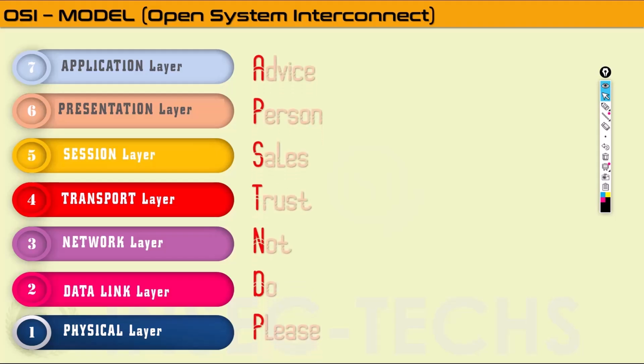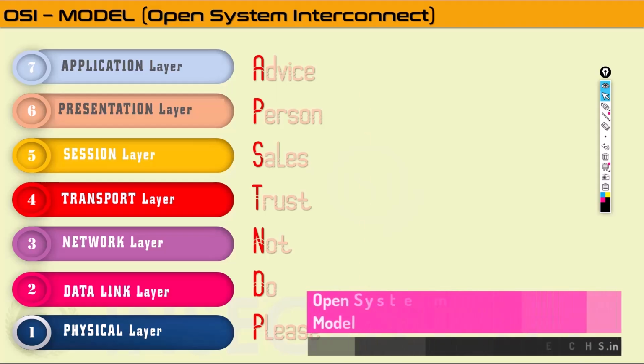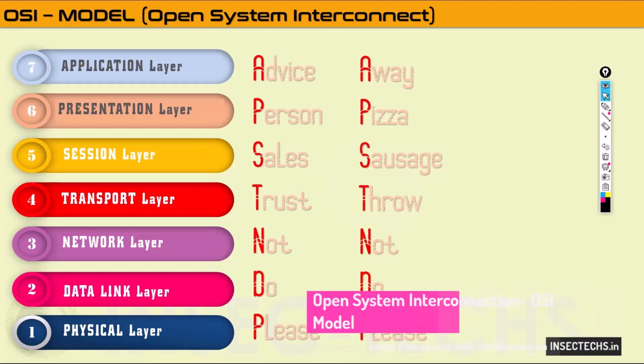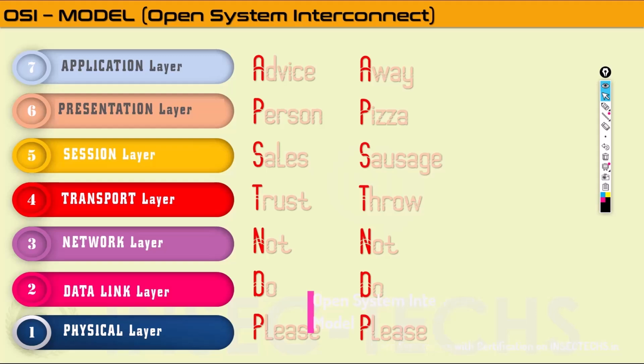Considering from bottom to top, that is from layer 1, physical layer, to application layer: please do not trust salesperson advice. Nice sentence, right? If you take the first letter in each word, you can easily remember the 7 layers. As you can see, please for physical layer, do for data link layer, not for network layer, trust for transport, and so on. There is another statement also: please do not throw sausage pizza away. You can remember either of these statements in order to remember the layers in this OSI model.